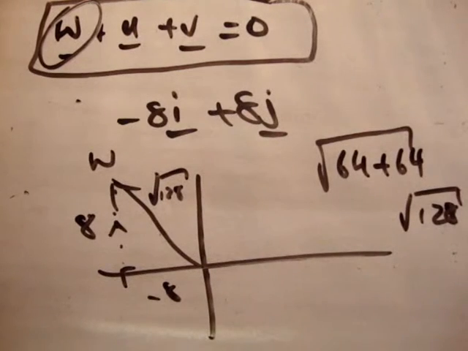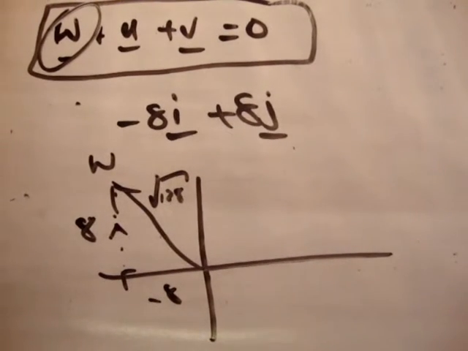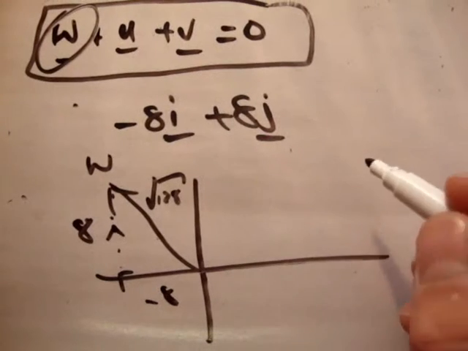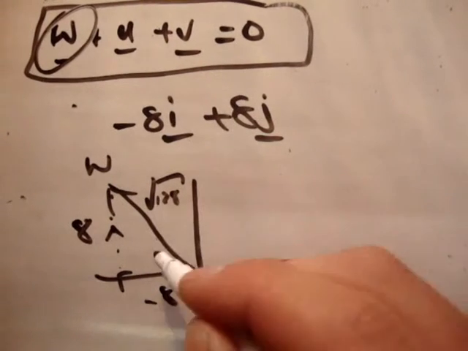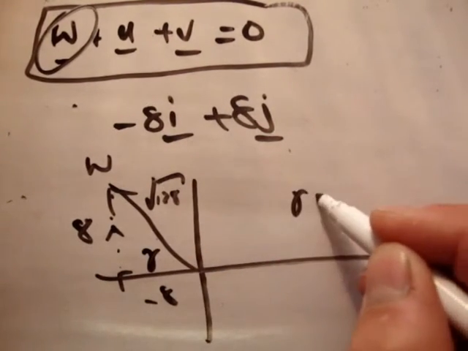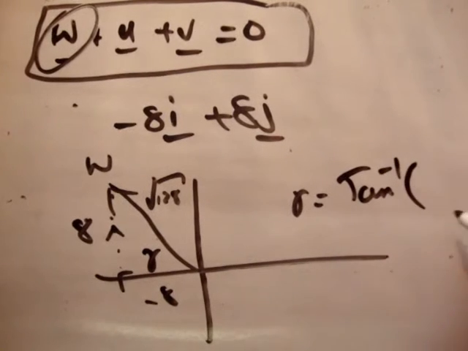And what's its direction? Well, its direction could be anything. You could use your inverse sine, inverse cosine, or inverse tan. I'm just going to say that, we'll call this gamma. Gamma is equal to the inverse tan of 8 over minus 8, like that.